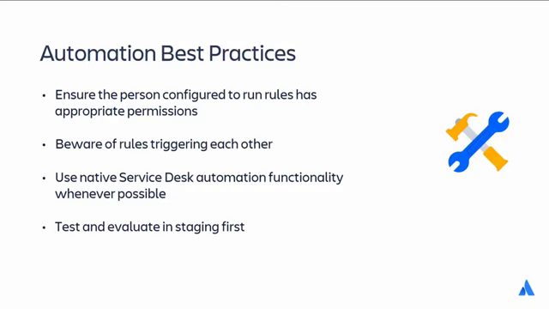By default, rules can trigger other rules. You may need to disable this to prevent rules from triggering each other, which could lead to infinite loops. And if business requirements can be satisfied by customizing a workflow or using Jira Service Desk automation out-of-the-box functionality, then use the latter instead. And finally, test and evaluate the automation in a staging environment first before applying in production. We'll talk more about that in the upcoming module.